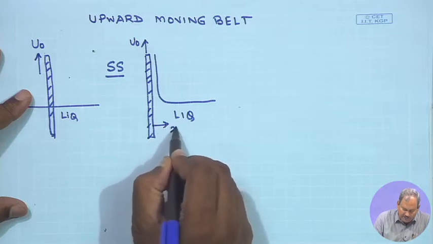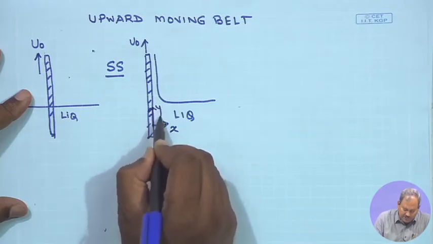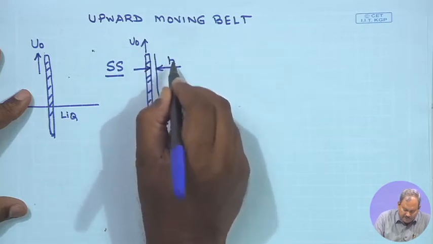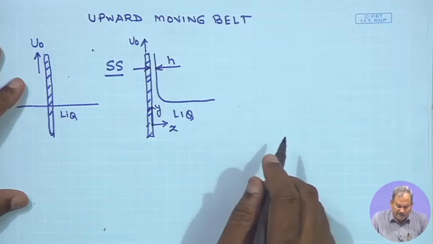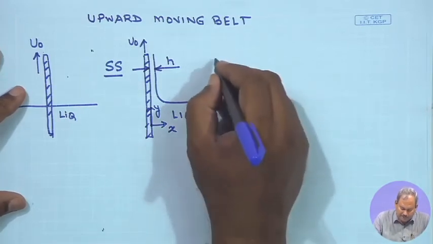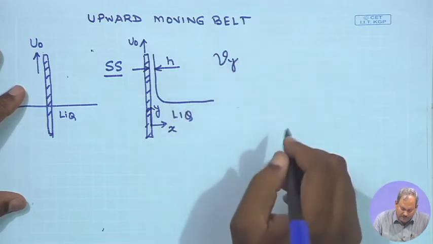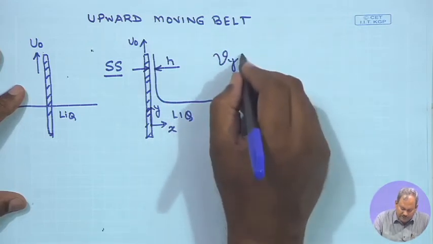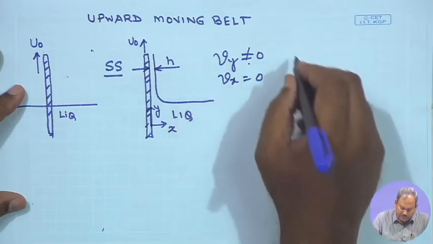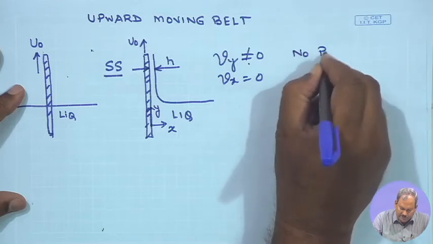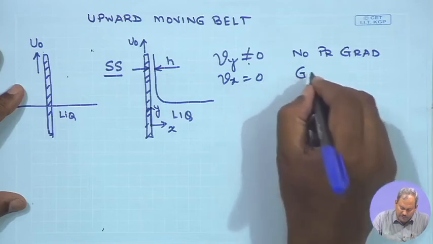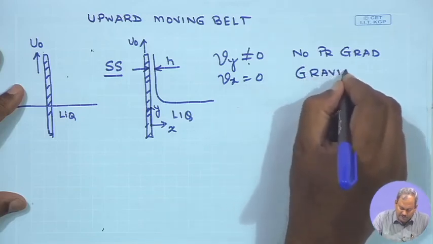And let us say that this is my x direction, this is the y direction, and when it reaches steady state, the thickness of the film is constant and it is equal to h. What we need to find out is, and you can see that you have V y in here, the V y is not equal to 0, V x is however equal to 0. There is no pressure gradient acting in this case, and the only force which is acting is gravity.